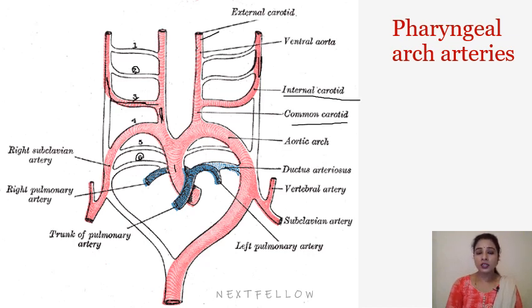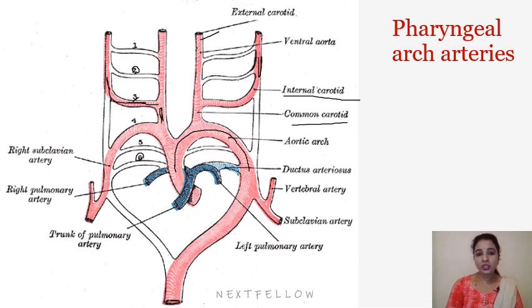Next, the fourth arch arteries. The fourth arch artery on the left side forms a part of the aorta, and on the right side it forms a part of the right subclavian trunk. So we can see here on the left side, because the arch of the aorta is on the left side.